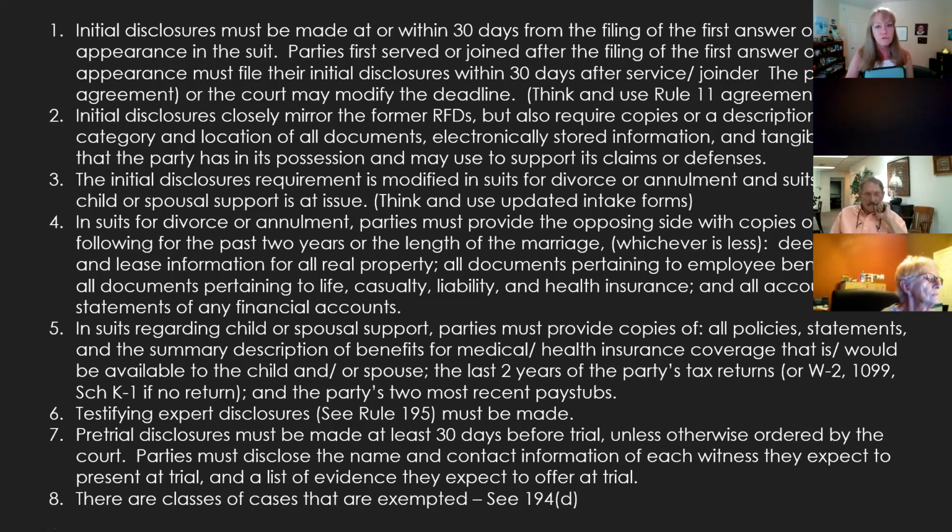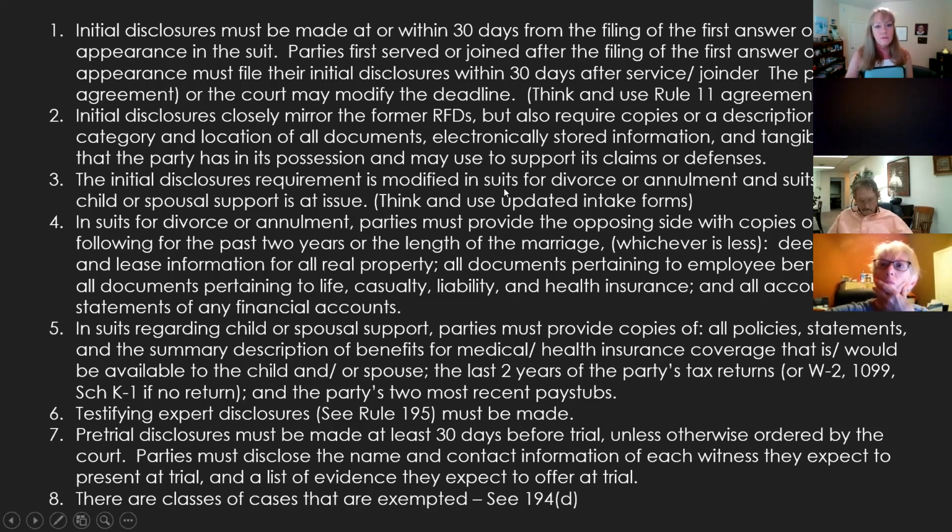Parties first served or joined after the filing of the first answer must make their initial disclosures within 30 days. Again, I'm going to keep referring you back to think Rule 11 agreement to expand your time for this. The initial disclosures closely mirror the former requests for disclosure, so there's no great surprise as to the contents of these things, but we are also going to include all these documents in our disclosures up front before the need arises for the other party to ask us for them.